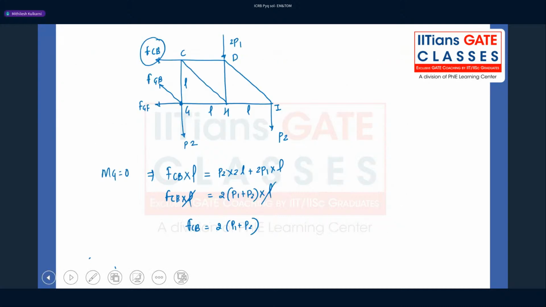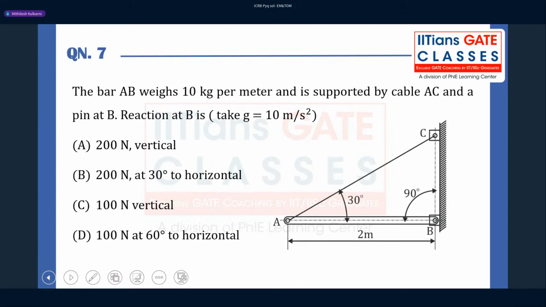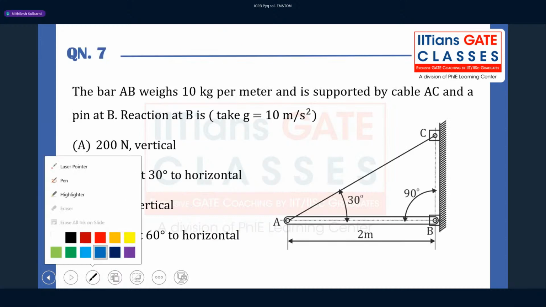Okay, we have just used the method of sections in this case and then applied the equations of equilibrium in order to solve this problem. Coming towards the next question. This question is again from the mechanics.